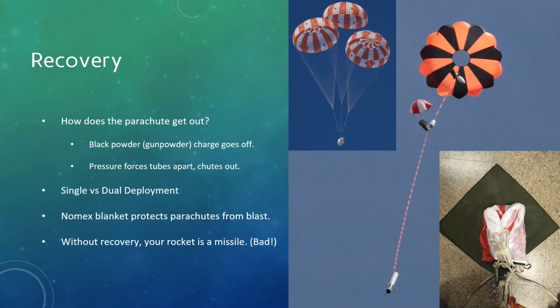And then the middle picture there is a rocket coming down under its main parachute. That's the big black and orange one. And you can also see the drogue that they used. That's the little red and white one there. Is now just on the line as it's coming down under main.